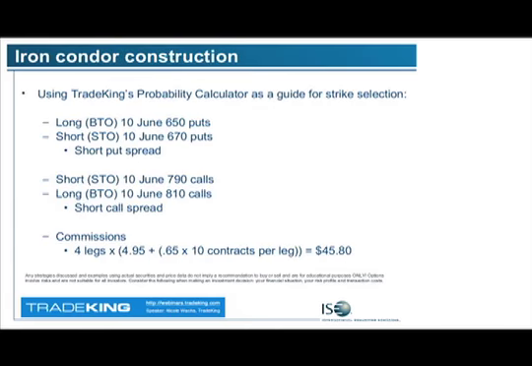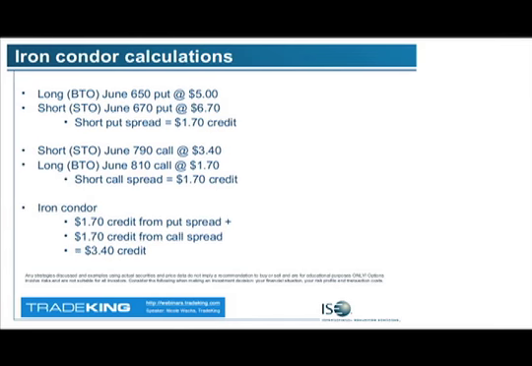So, as I mentioned, I used the probability calculator for strike selection, and what I ended up with is the short put spread of the June 650, 670 puts, and then the short call spread of the June 790, 810 calls. The commission for this trade is about $46 to get in. The credit generated for each side of this spread is $1.70, and that total comes to $3.40. So that's the potential profit for this trade.